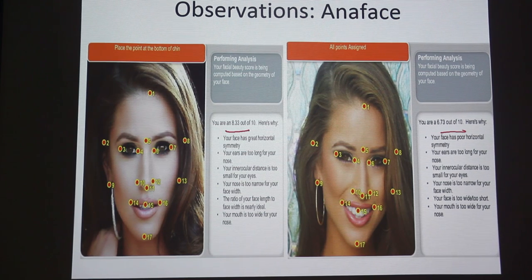So you can see here 8.33 and 6.73. So you are not able to use Anaphase for beauty score because you are not able to get the actual beauty score of a person using Anaphase.